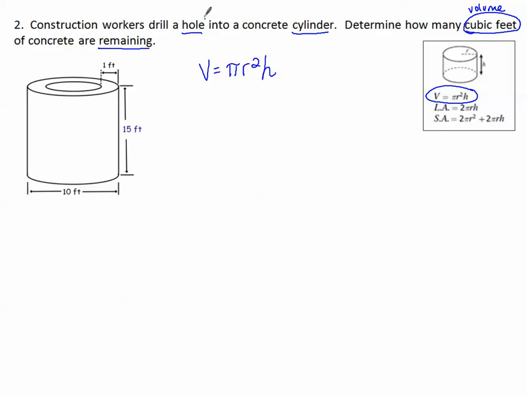Now, when there's a hole and I talk about remaining, I want to think of subtracting. When there's a hole and I want to find out what is left. Remaining means what's left. So let's start with the big cylinder. So I'm going to think of having 2 cylinders here. The big cylinder, or the outer cylinder, finding its volume first.